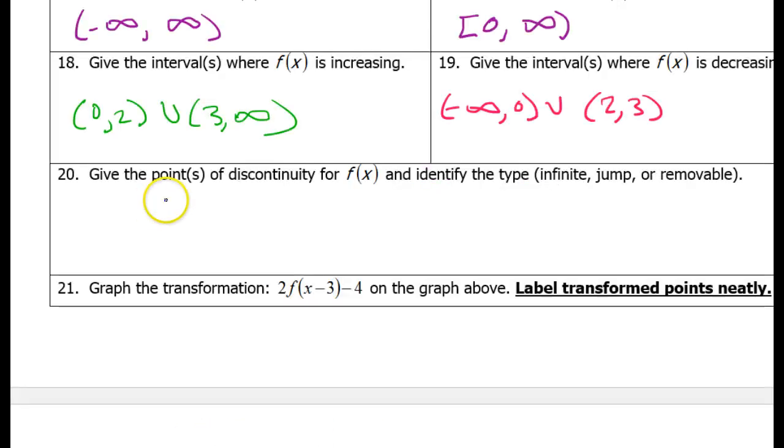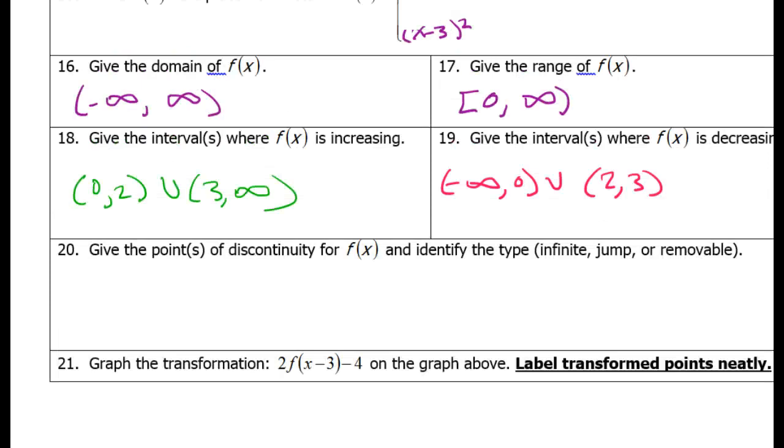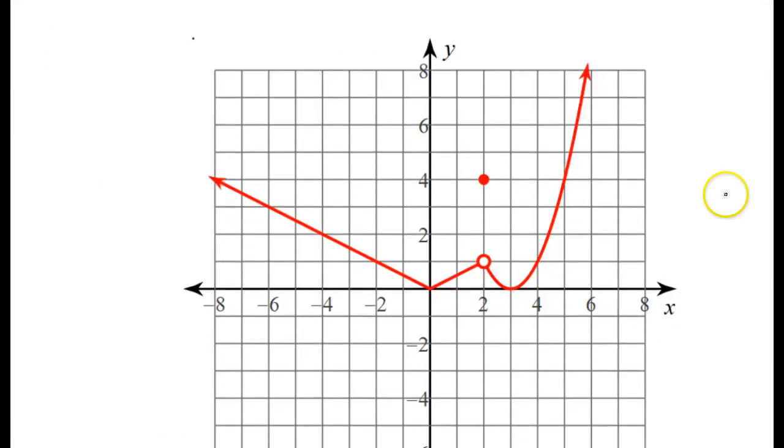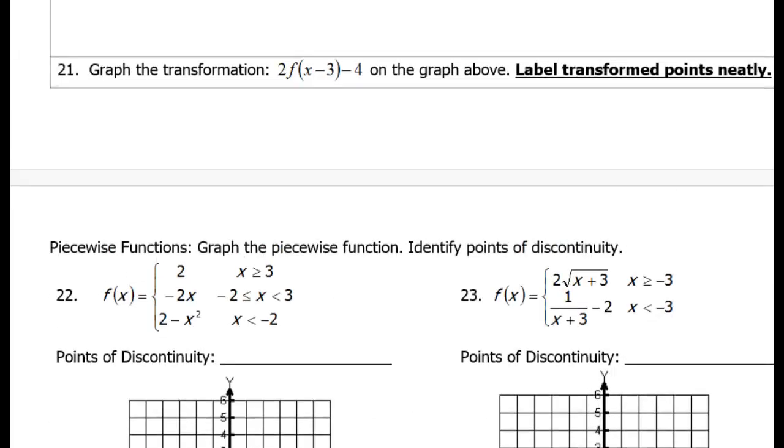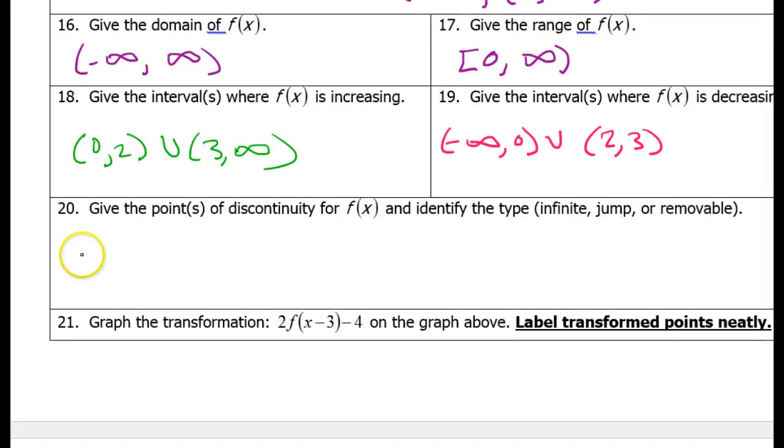For number 20, we are asked for the points of discontinuity of the function, and we need to identify them: infinite, jump, or removable. So we are looking for breaks in the graph, where if we were tracing this, we'd have to pick up our pen. There's only one break in the graph, and it's right here at an x value of 2. This is simply a hole. There's one missing point. So this is a removable discontinuity. Okay, so there is a removable discontinuity at x equals 2.